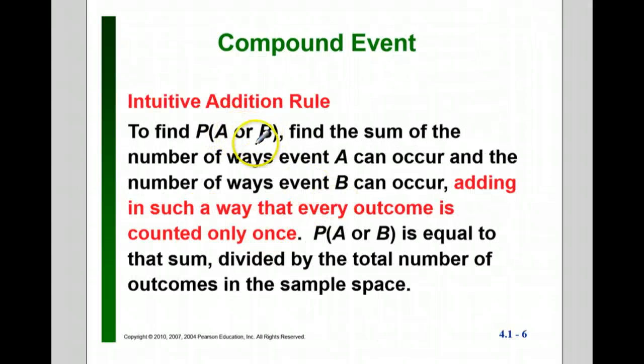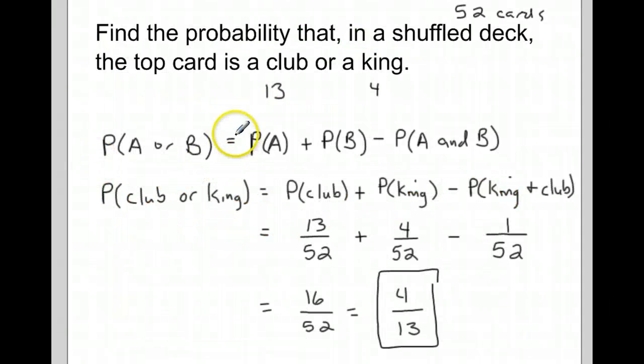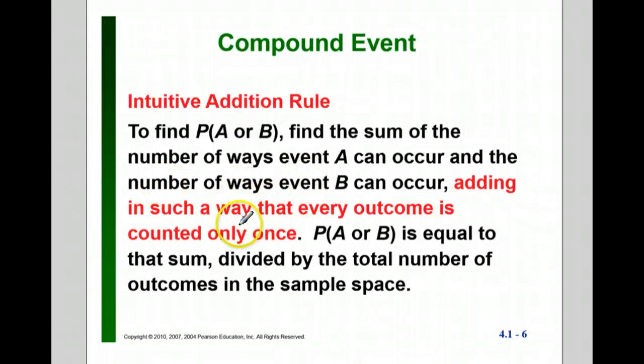Alright, the intuitive addition rule just says to do it by finding the ways that A and B occur, so that each thing's only counted once. Okay, so if you don't want to use this formula, just think of, alright, there's 13 clubs and then there's 3 more kings, and that'll give you 16. So you don't have to use that rule that we're talking about. You can do it intuitively. You just have to make sure that you only count everything once. That's the big important thing with this.